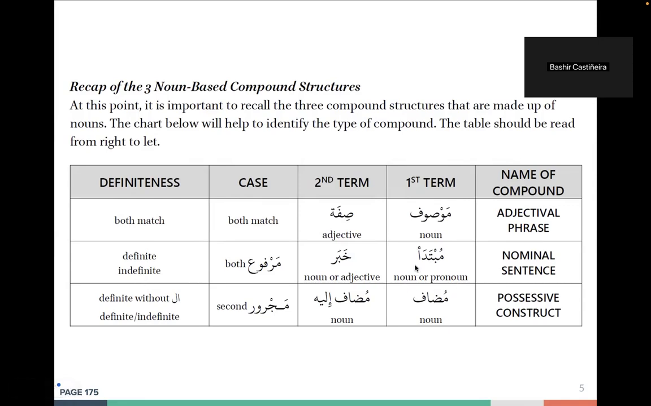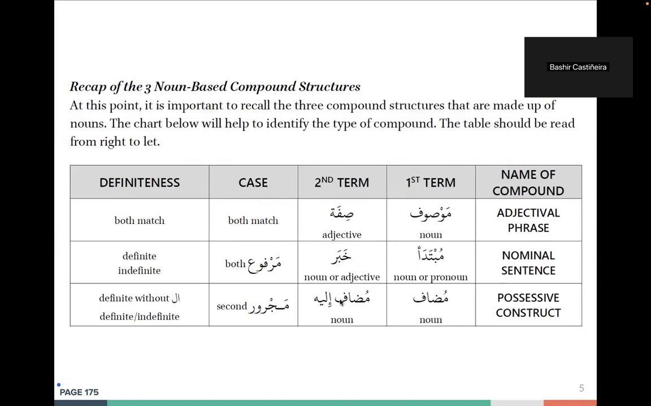الرجل كريم. When we translate into English, we find out that there is a verb. The verb to be is in between. It's not written in Arabic. By the way, this is a full sentence with full meaning. When we translate the sentence, the man is generous. الرجل كريم. Both مرفوع. The first one is definite, the second one is indefinite.